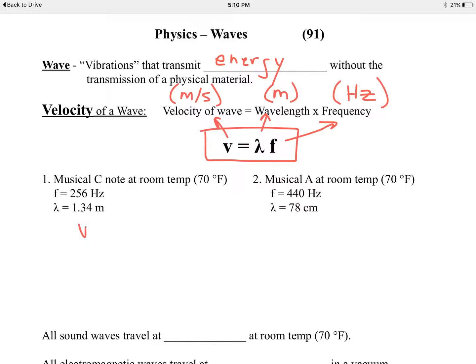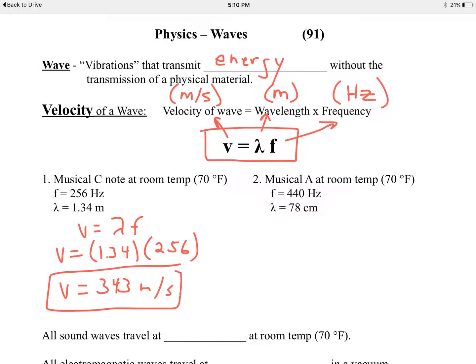But we simply plug in here V equals lambda, wavelength, times frequency. So the velocity of this sound wave created by this musical note, whether it's played on any instrument, piano, guitar, saxophone, is the wavelength, which is 1.34 meters, and that's good as far as units, times 256 hertz. Simply multiply there, and you get a velocity of 343 meters per second. That's over 700 miles per hour. I'll do the conversion on that in a few minutes here.